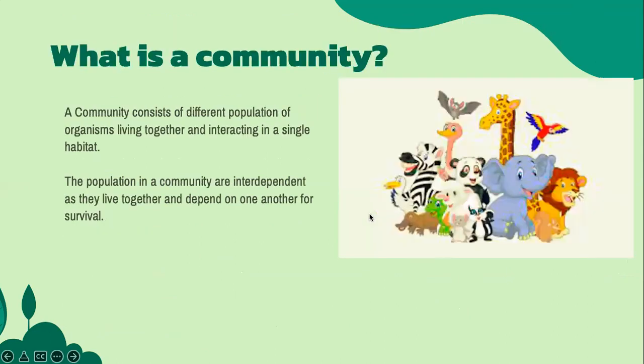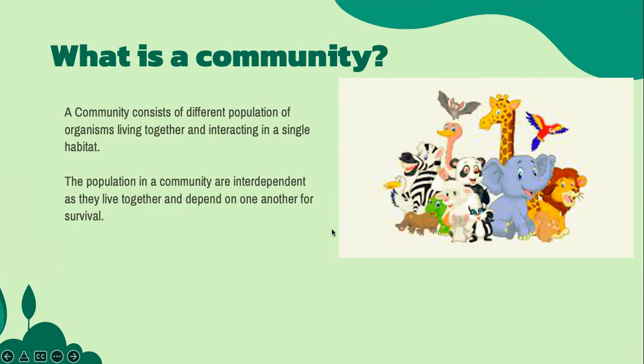All right. Next, we're talking about habitat, population. So let's look at community. What is a community? Well, a community consists of different populations of organisms living together and interacting in a single habitat. Habitat refers to a place. Community refers to all the populations staying in the habitat. And bear in mind that the populations in the community are interdependent on each other, as they live and depend on one another for survival.